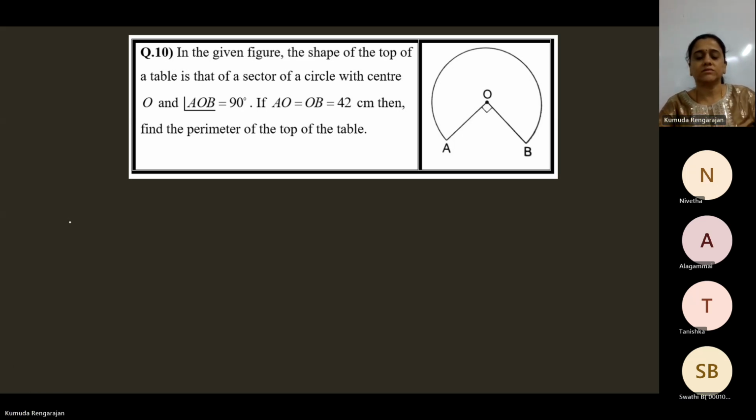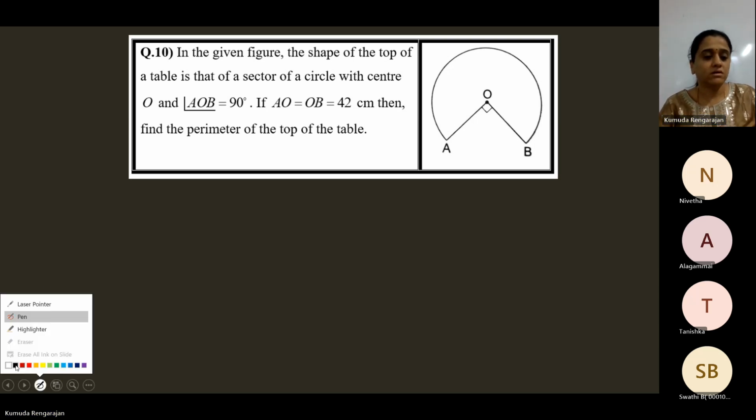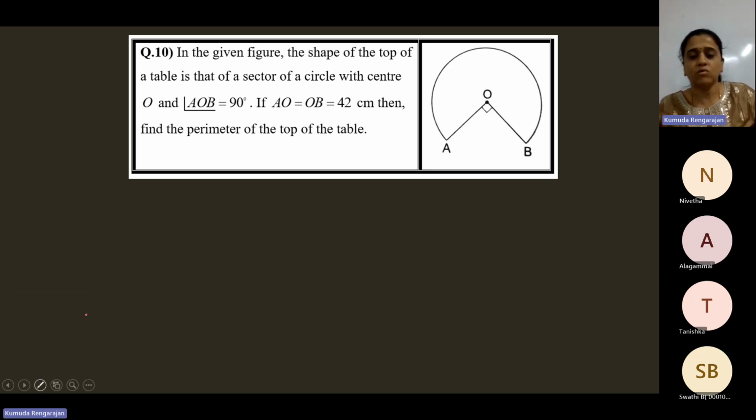Fine. So, what makes the perimeter of this tabletop? What makes the perimeter? The length of this line segment plus the length of this line segment plus the length of this arc. Add all the three to get the perimeter of this tabletop.